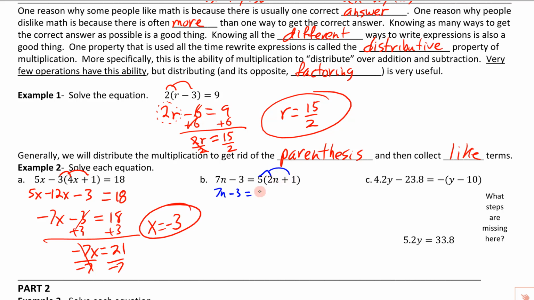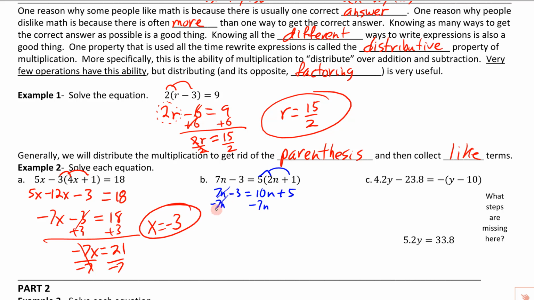So this is a 5 times 2n. That's going to be a 10n. 5 times 1, so that's going to be a plus 5. I've got a variable on both sides, so I need to look at this carefully and figure out which of these I want to move. I want to move the smallest one. So I'm going to move the 7n by subtracting 7n from both sides.